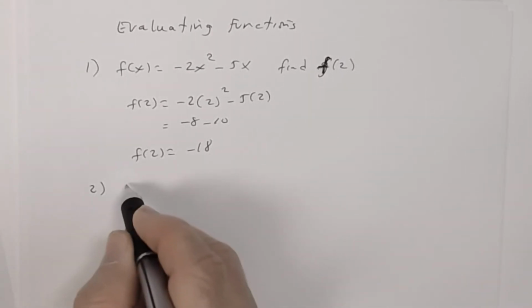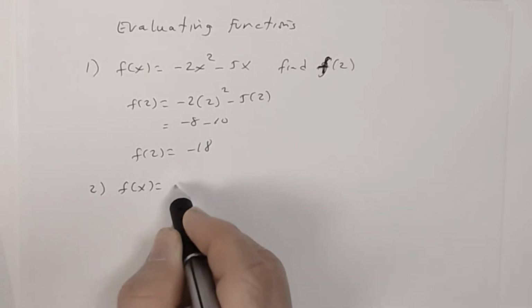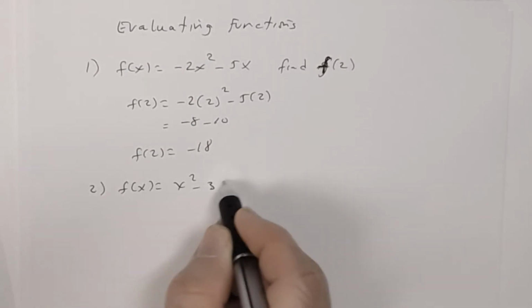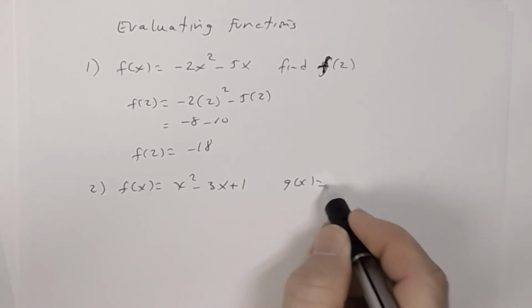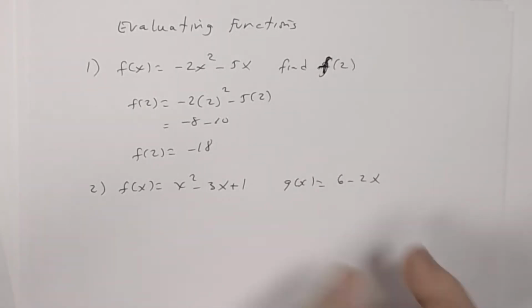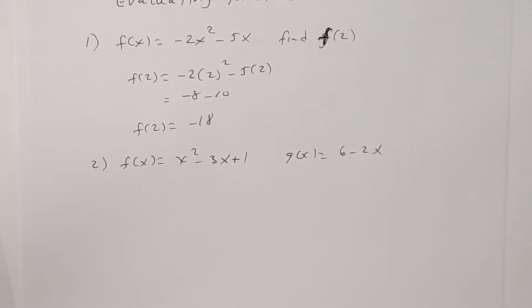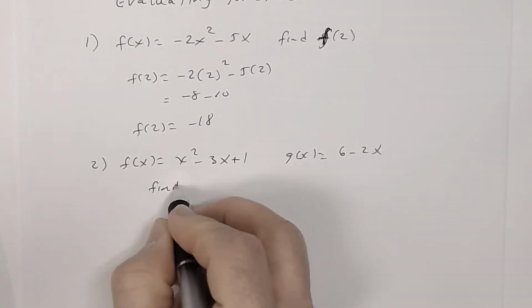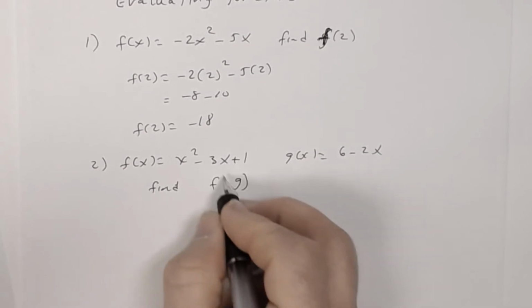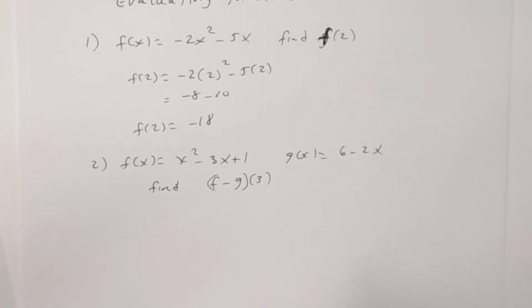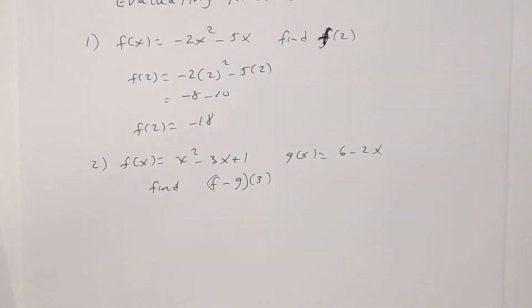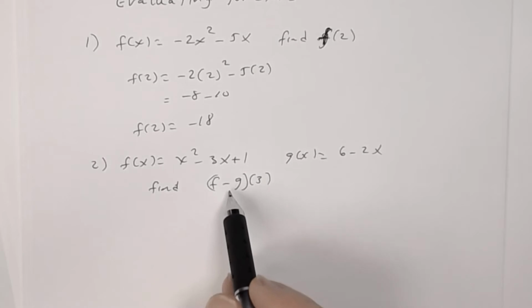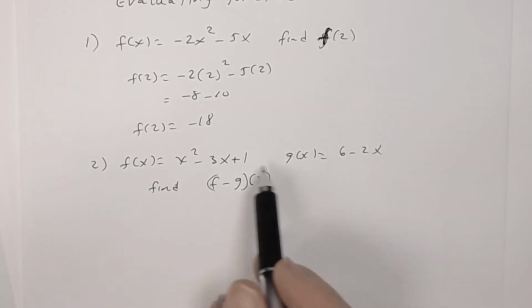Okay, number 2. Let's suppose you have f of x is x squared minus 3x plus 1, and g of x is 6 minus 2x. All right, so you're looking at these two functions, and you want to find f minus g at 3. Okay, so that's going to go back to our algebra of functions. So notice that we are subtracting g from f at 3.